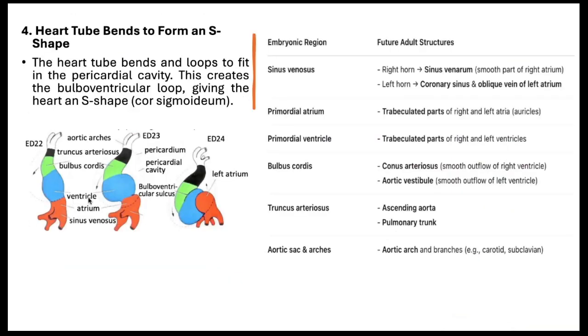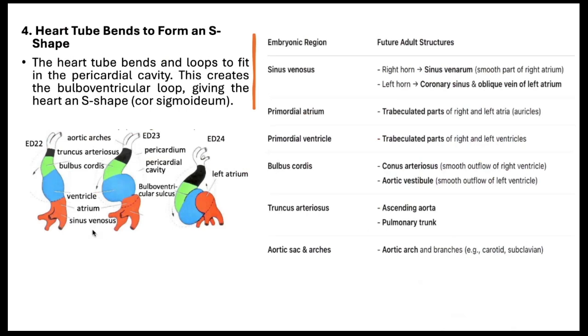Lastly, this is the last stage of heart formation in an embryo. The heart tube bends because the heart is growing and the pericardial cavity is not that large anymore. So it has to squeeze in and then bend to fit into the pericardial cavity. And this structure which you can see here is called the S-shaped heart or the cor sigmoidum.